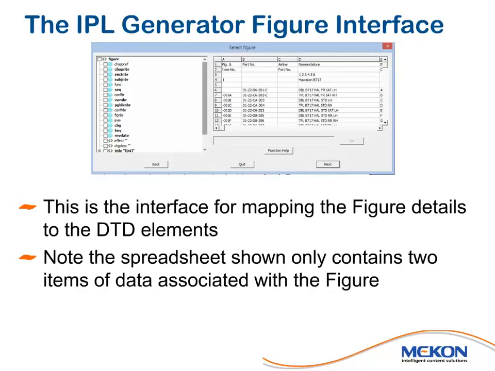So that you can get a feel for what it looks like from the mapping point of view, this is the figure interface, and on the left hand side there you can see all the elements that need mapping, and then you'll see the spreadsheet shows only 2 items of data associated with the figure.